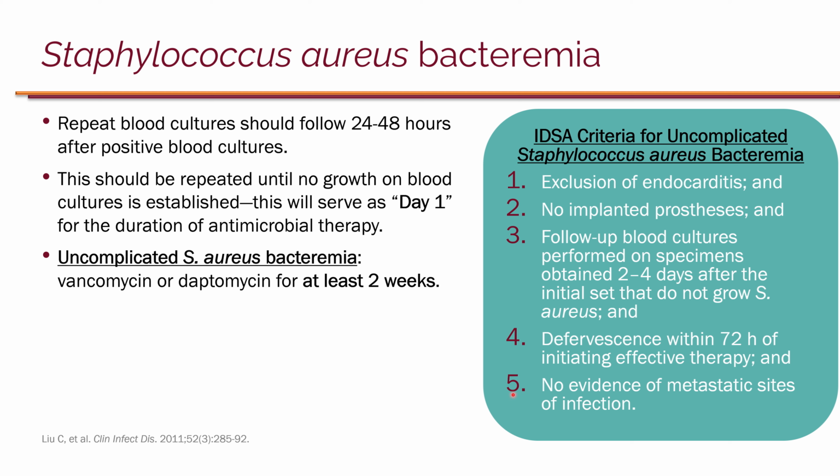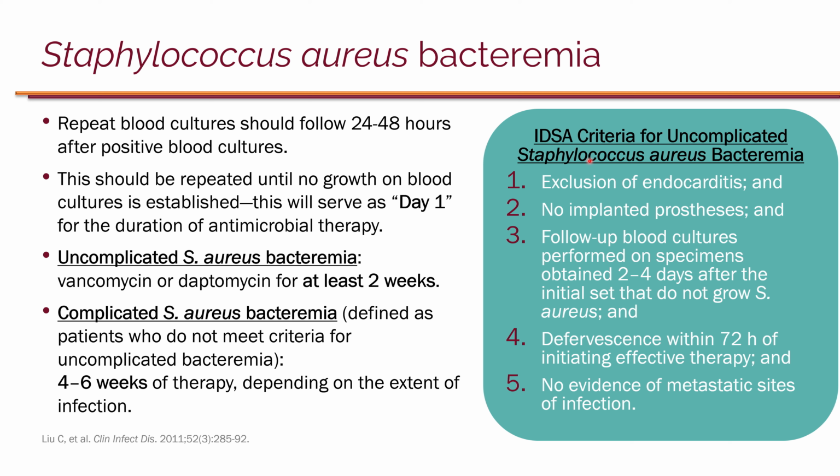In other words, making sure that the bacteria, Staph aureus, from the blood has not gone to other sites in the body and caused other secondary infections. Otherwise, if the patient doesn't meet the criteria for uncomplicated bacteremia, then the patient has complicated bacteremia. And for complicated Staph aureus bacteremia, they need at least 4 weeks of treatment, depending on the extent of infection.